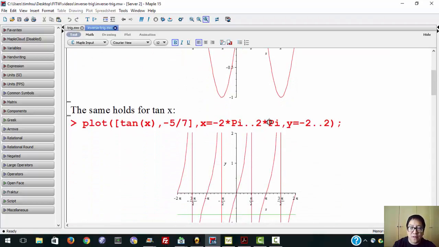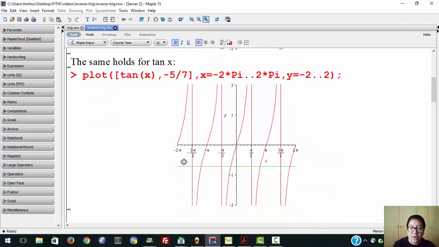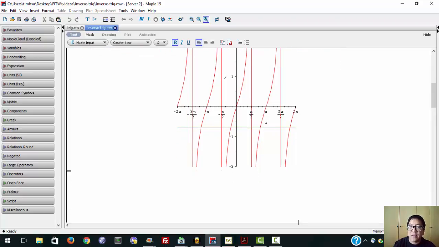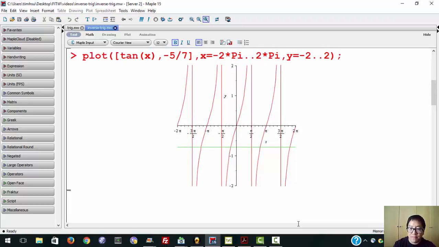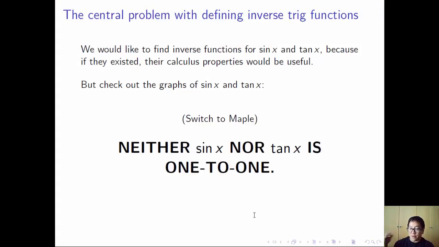And the same thing is true for the tangent of x. Here in red is the graph of the tangent of x. And this green line here, just sort of randomly, y equals minus 5/7, also crosses the graph of tangent x infinitely many times. And so those functions fail the horizontal line test and are therefore not one-to-one. So again, the central problem with defining inverse trig functions is that neither sine x nor tan x is one-to-one. Oh no, man! They lied to us! It's a conspiracy, man!